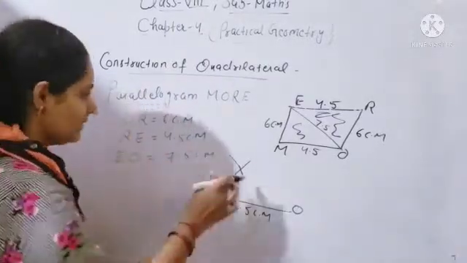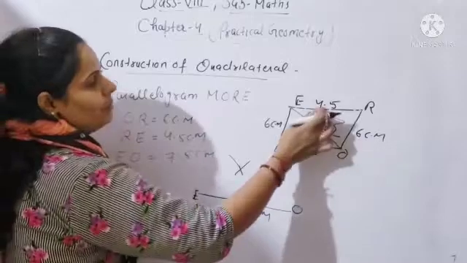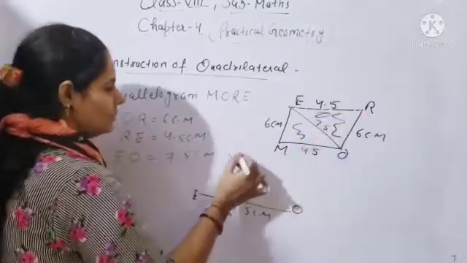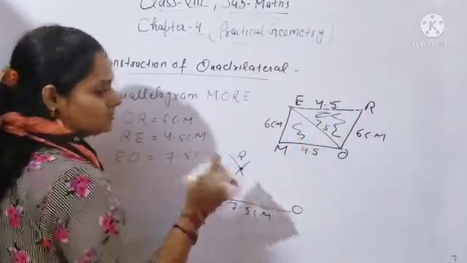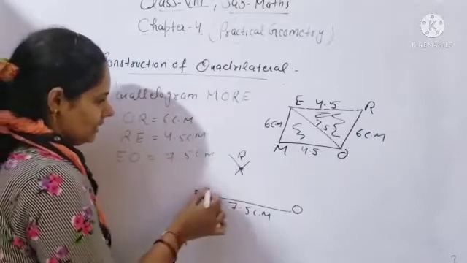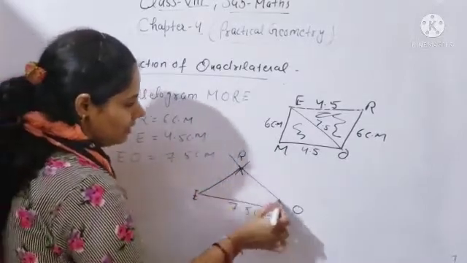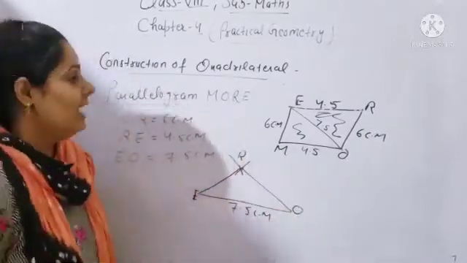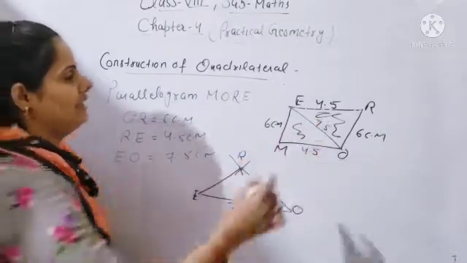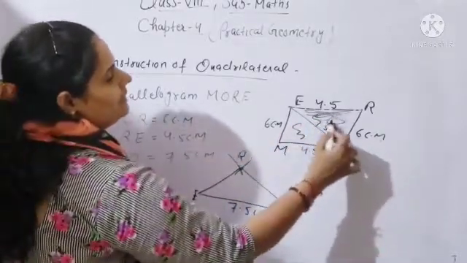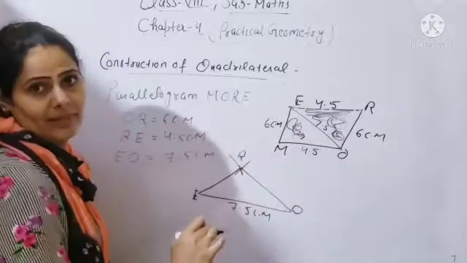Clear, beta? 6 centimeter. After that, intersecting point of both the line segment is R. So you will draw this point will be R. Clear? After that, join the line ER and RO. Clear? Same like that. Now you have done this part. First, this part you have done. Now you have to complete this one part also.